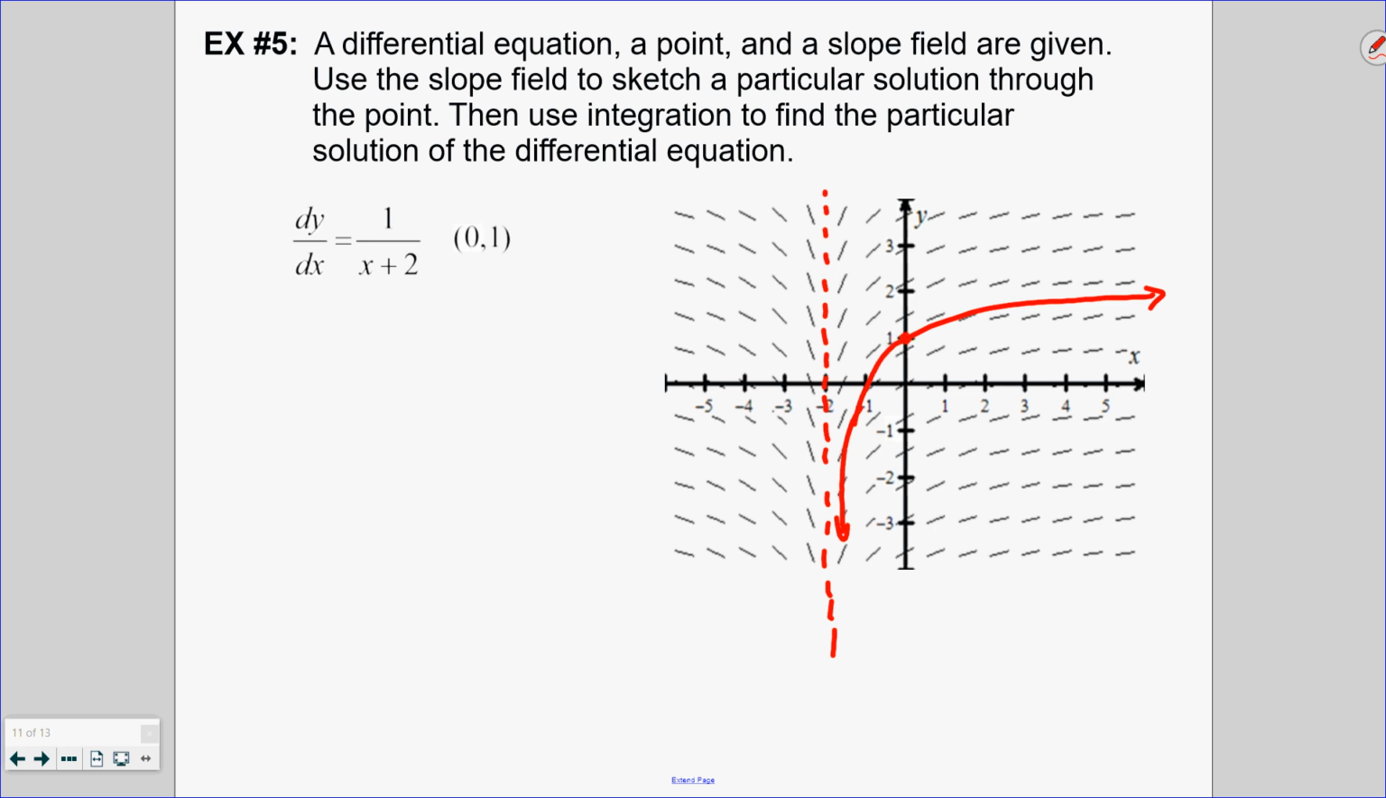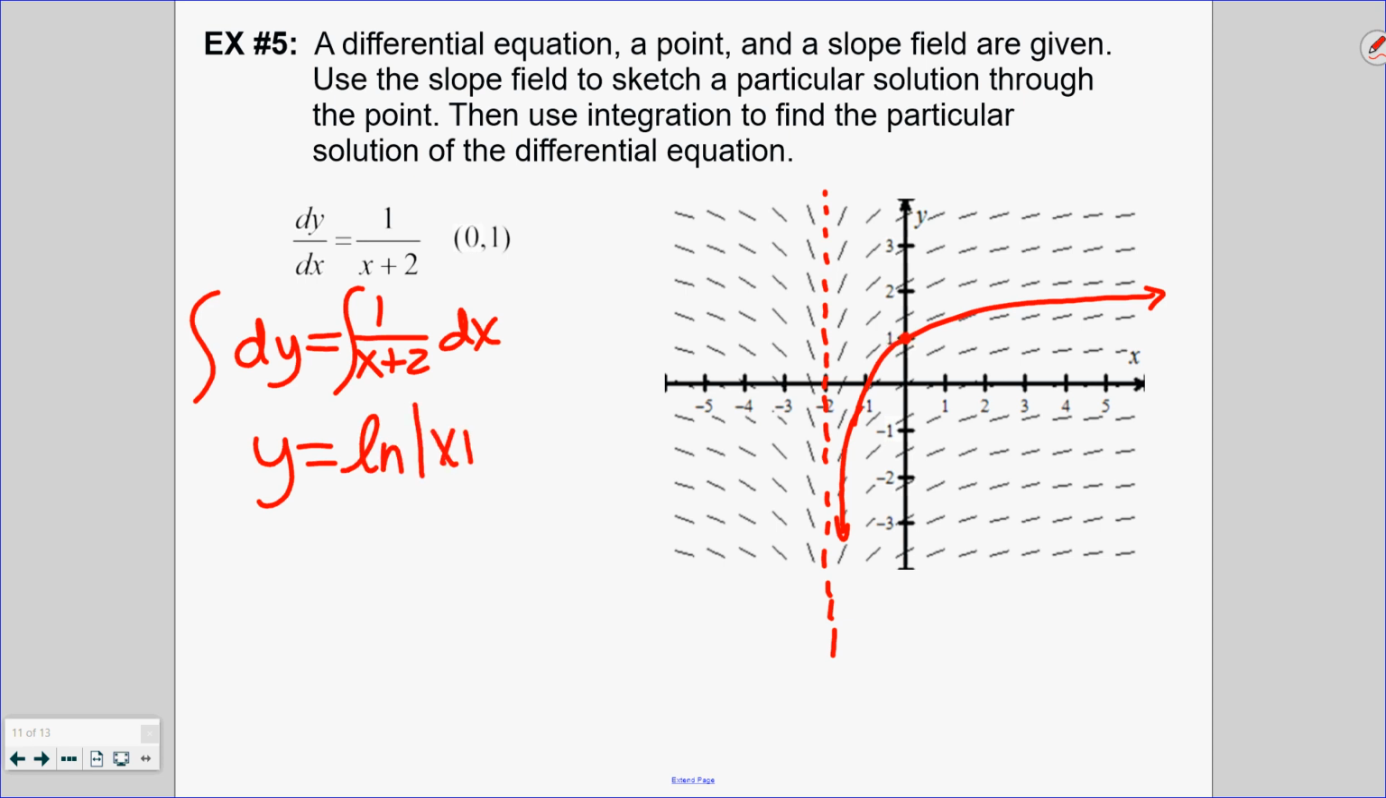So let's see what happens if we separate the variables. We're going to have dy equals 1 over x plus 2 dx. So we integrate both sides. We get y equals, remember the plus C just needs to be on one side, not both, ln of the absolute value of x plus 2, and then plus C.